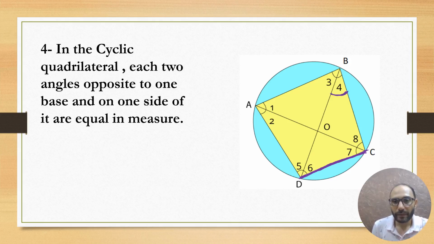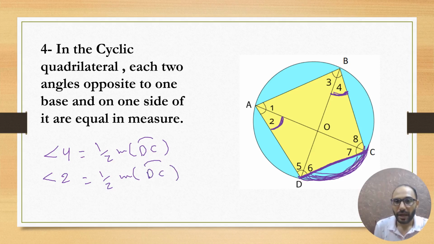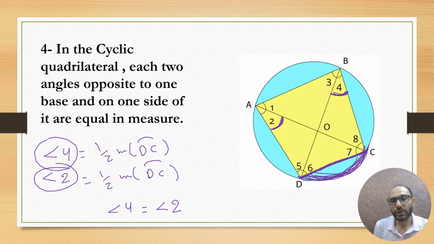So the measure of angle 4, or angle DBC, is an inscribed angle, and you know that the inscribed angle equals half of the measure of the opposite arc, which is the arc DC. So angle 4 equals half the measure of the arc DC. Also, angle 2, or angle CAD, equals half the measure of the arc DC. Because the measure of angle 4 is half DC and the measure of angle 2 is half DC, that means angle 4 equals angle 2.